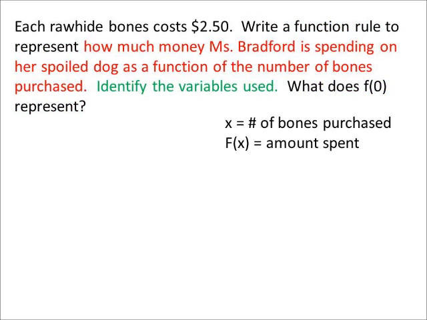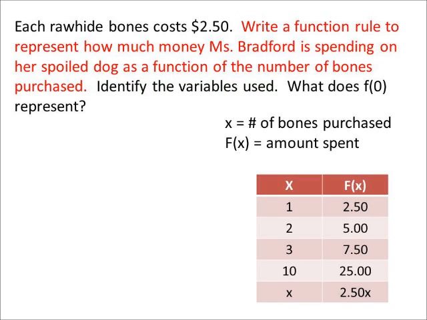Again, if you can go straight from here to making your equation, then that's great. If you need to make a t-chart, then go ahead and make one with maybe 1, 2, and 3, and then skip ahead a little. Try 10, and then see if you can figure out the pattern. So here's my completed function table, or my t-chart. So with one bone, it just costs $2.50. With 2 bones, I'm spending $5. For 3 bones, it's $7.50. Jumping up to 10 bones, I'm spending $25.